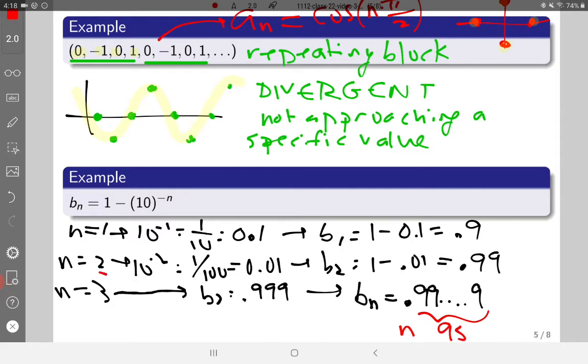So for example, when n was 2, I saw 0.99. When n was 3, I saw 0.999. And so what I'm going to see is exactly n 9s appearing in the decimal after the decimal point there. And so this limit is 1. I keep tacking on 9s to the end of that. So b sub 100 is 100 9s. That's not exactly 1, but it's really close. And then b sub a million is 0.1,000,000 9s, and that's even closer to 1. And none of them are ever equal to exactly 1, but they're approaching 1.